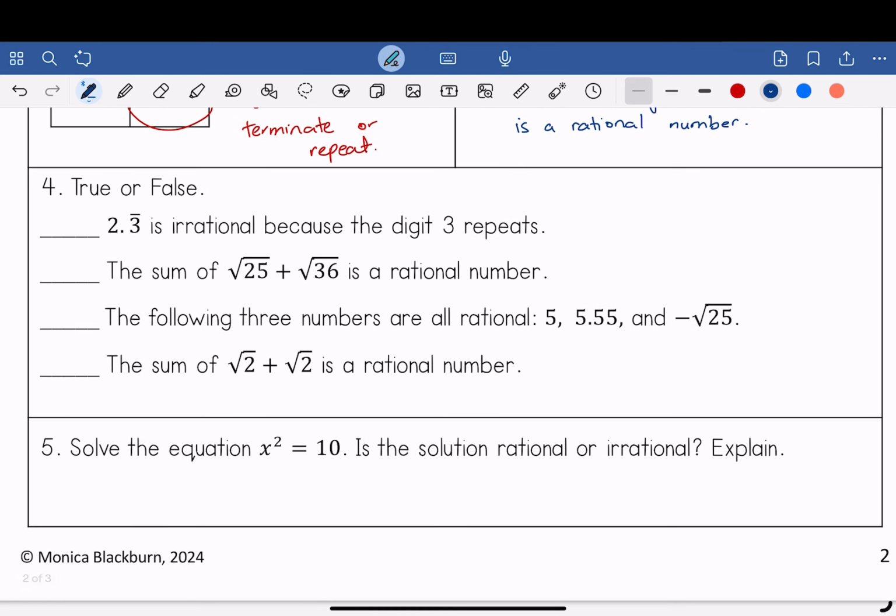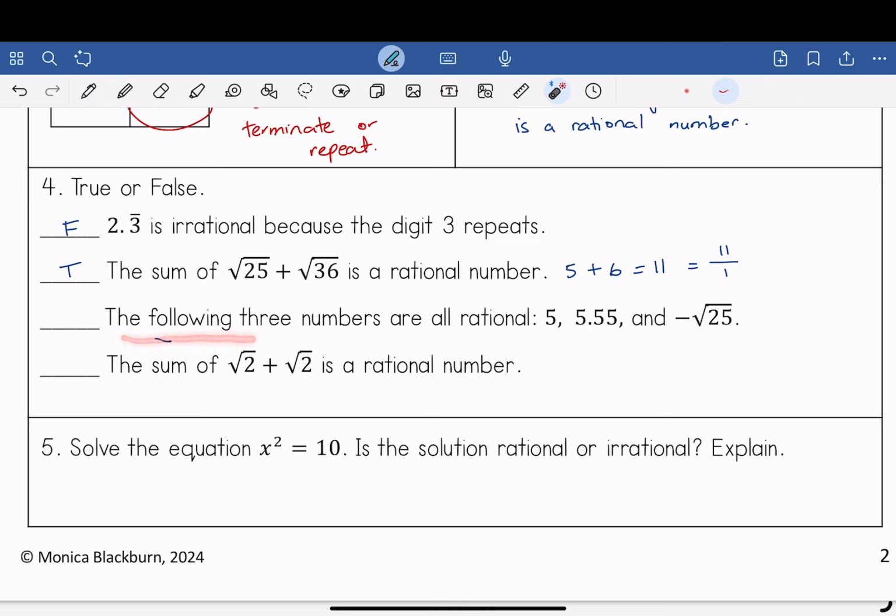Question 4, true or false? 2 point repeating 3 is irrational because the digit 3 repeats. That is false, because that actually makes it a rational number, a repeating decimal. The sum of the square root of 25 plus the square root of 36 is a rational number. That is true, because the square root of 25 is 5 plus the square root of 36 is 6, which is 11, and 11 can be represented as a fraction.